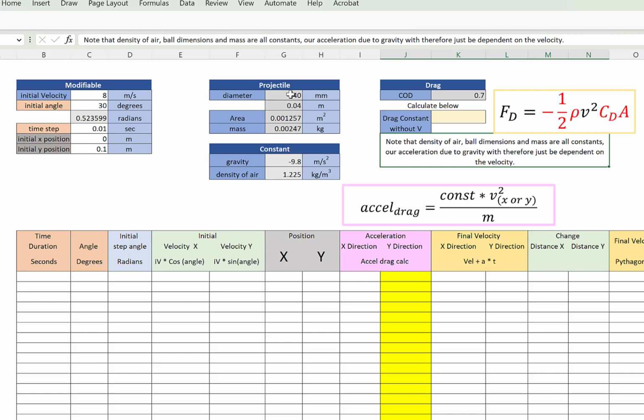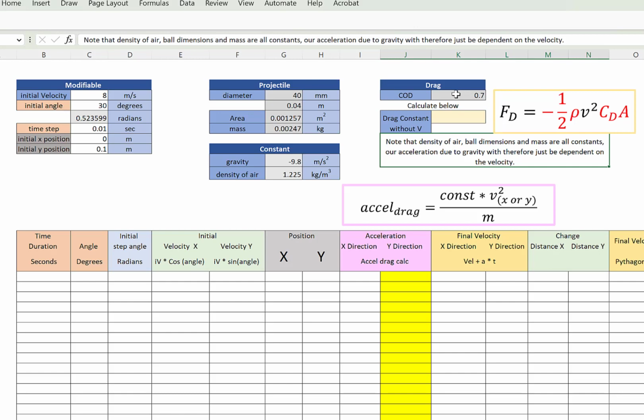I don't foresee you wanting to change the ping pong ball, and so I've grayed that out. I don't foresee you wanting to work on the moon, and so gravity is grayed out. And also we're going to stay in Kentucky, so the density of the air is going to stay pretty consistent.